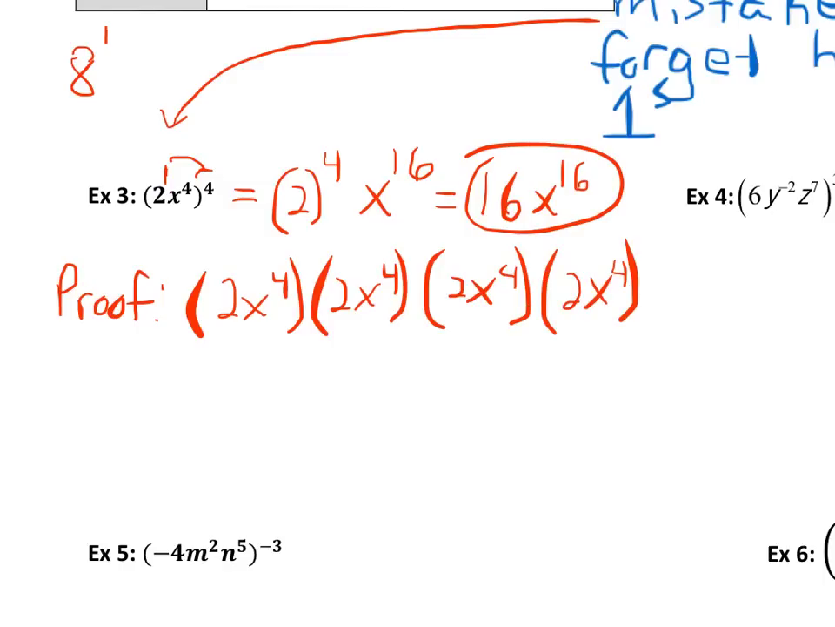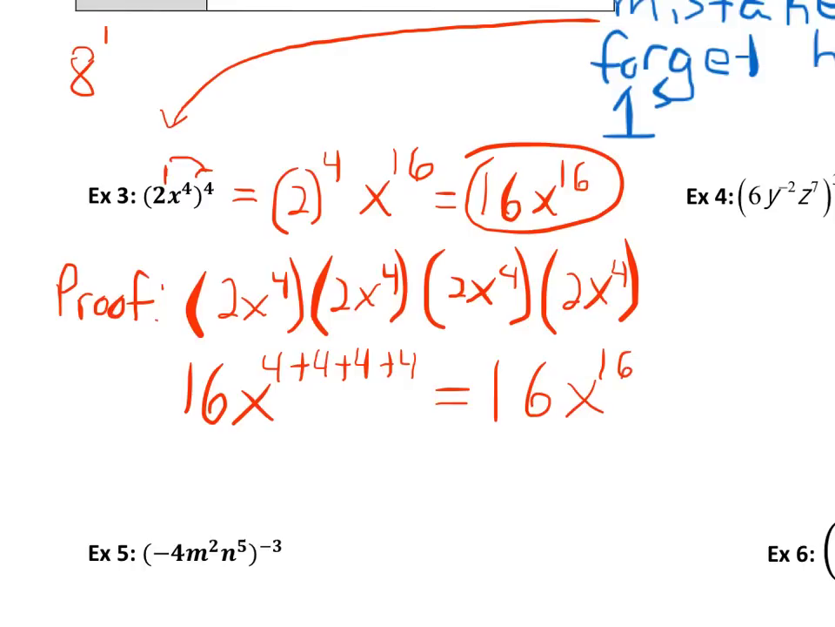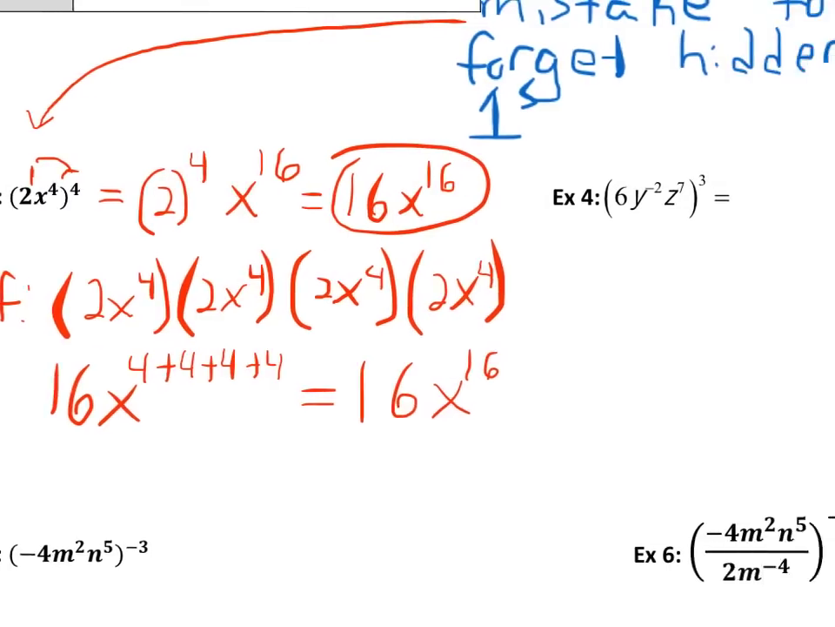If you just had this, you're multiplying a whole bunch of terms. What do you do? Multiply the coefficients, add the exponents. So this would be 16 x to the 4 plus 4 plus 4 plus 4. Man, I love smart cuts much more. 16 x to the, when you add all those up, you still get the 16th power. Same thing. Let's move on to the next example.